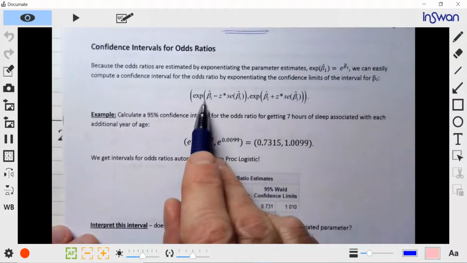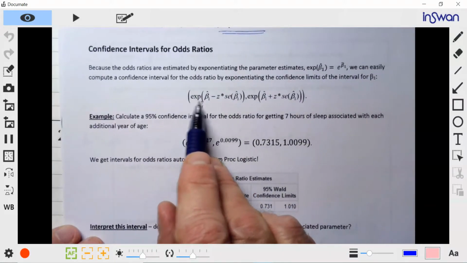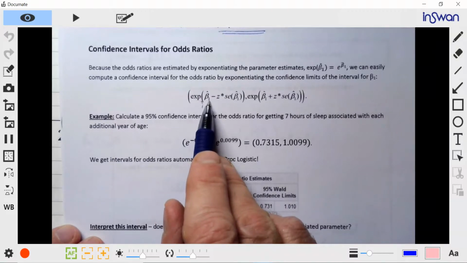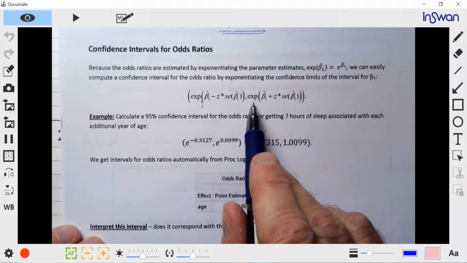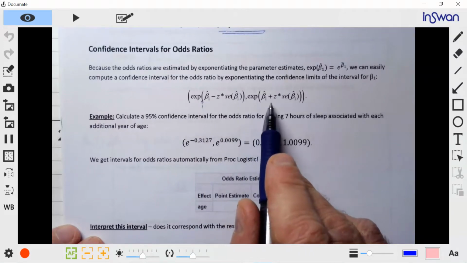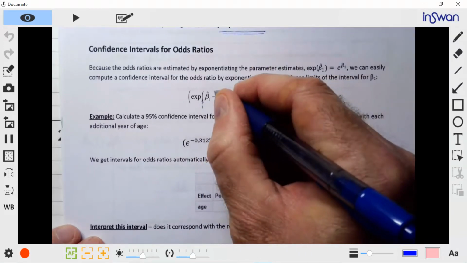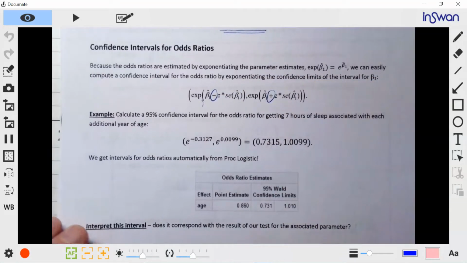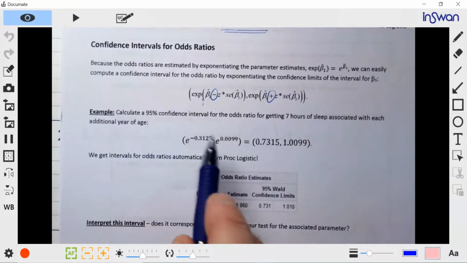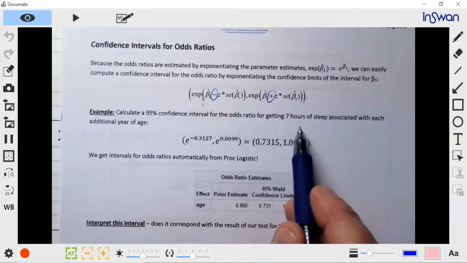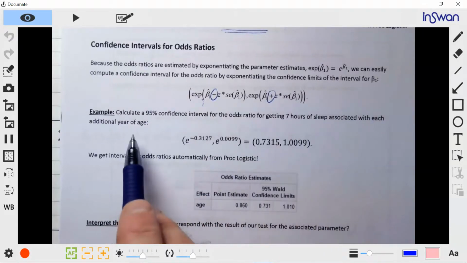So our interval for beta 1 is calculated using this formula. The interval for the odds ratio would just be the exponential of beta 1 hat minus z times the standard error, and the upper limit would be the exponential of beta 1 hat plus z times the standard error. So we have the minus and the plus. So I can calculate a 95% confidence interval for the odds of getting 7 hours of sleep associated with each additional year of age.